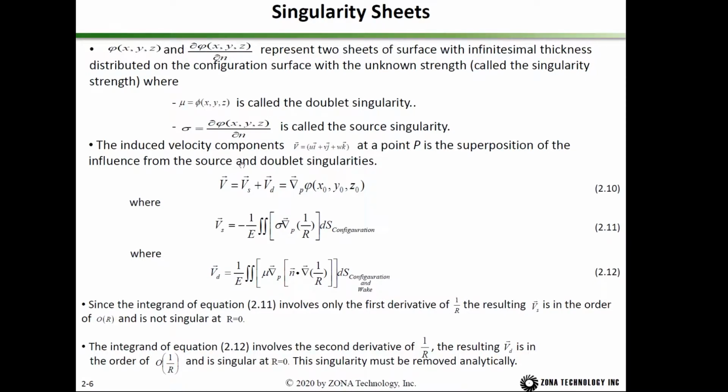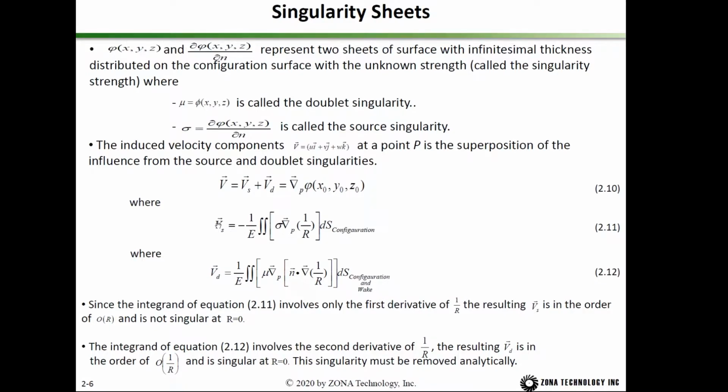The induced velocity component at the point P is the superposition of the influence from the source and the doublet singularities. So this is the perturbation velocity. This is due to source. This is due to doublet, equal to the gradient of phi.